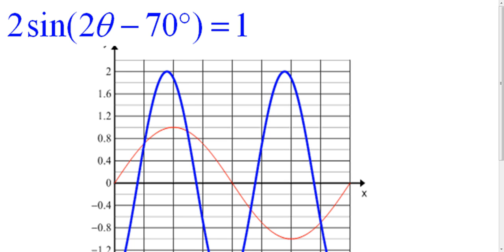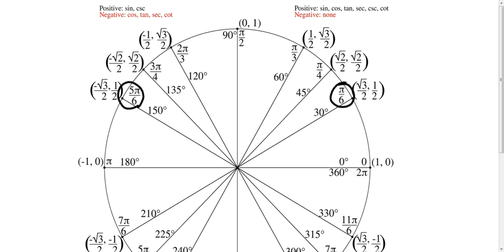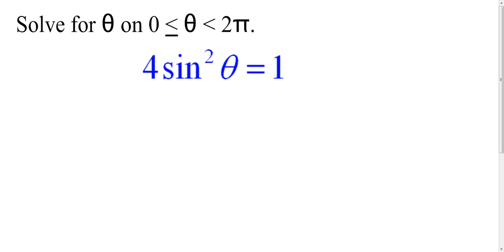I should tell you this: if I divide by 2, I'm looking for all the spots where sine is 1/2. So you can see that that happens here, and here, and here, and here. So there's 4 spots. Alrighty, that is it. That's not it. Here's the next part.